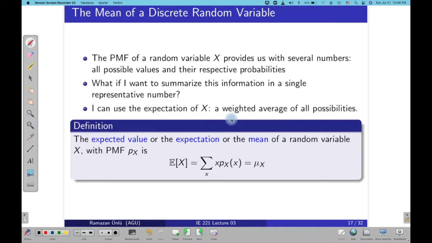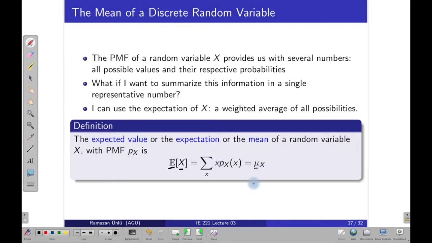So the formal definition of the expectation, the expected value, or also we can call it the mean of a random variable x with PMF p subscript x, is: the expected value of x is equal to the sum of the real values multiplied by corresponding probabilities. And also sometimes we illustrate the expected value of x by using the Greek letter mu.